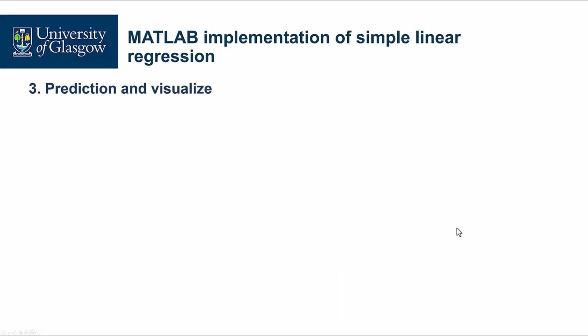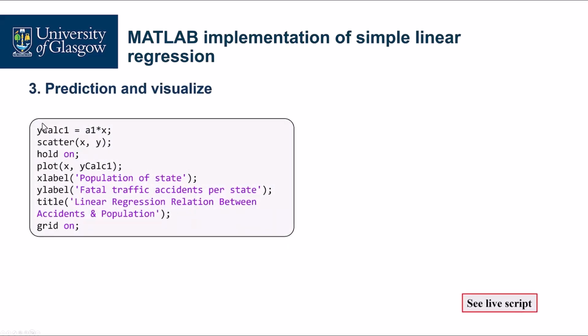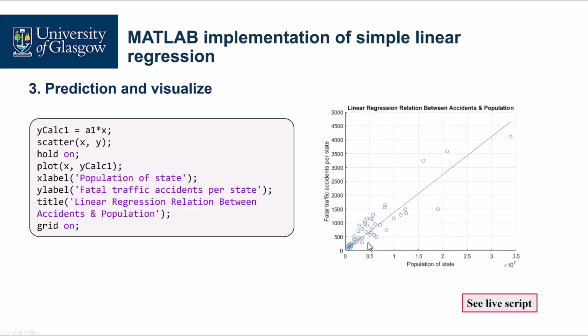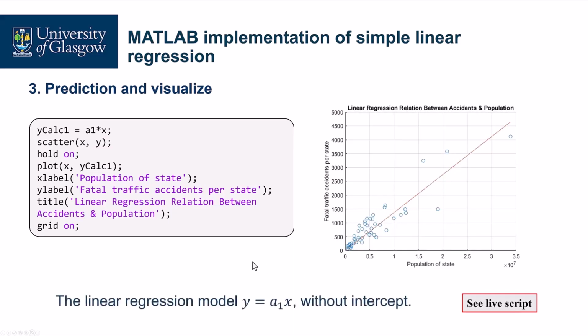Then we can see how the A1 is predicted and what is the result. We first calculate the Y value based on A1 multiply X. Then we can scatter X, Y, which means to put the points in circles on the figure. Then we can compare the line and the points. So we can see the result is here. It's, let's say, a reasonable fit, right? So this is the implementation of linear regression without intercept.